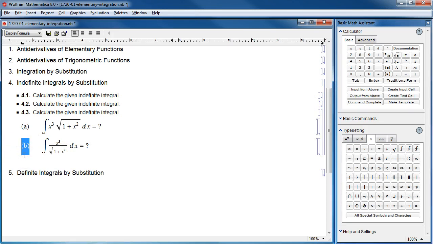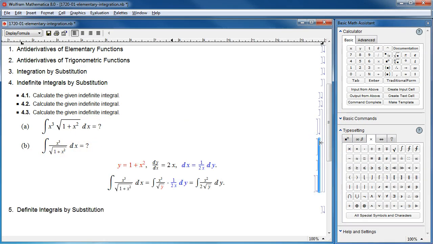First step is easy. If you simply take y as the inside of this radical, that's pretty obvious, isn't it? We have a negative 1/2 power function. What's the derivative? The derivative is 2x. Do you see x here? I don't see x, but I see x cubed. That's going to be a bit of a problem, as you see over here. Take y as 1 plus x squared. Take the derivative. dy dx is 2x. Solving for dx, we have dx equals 1 over 2x times dy.